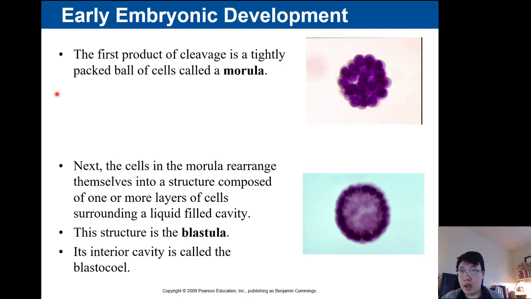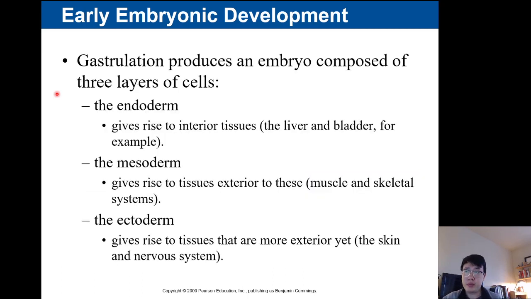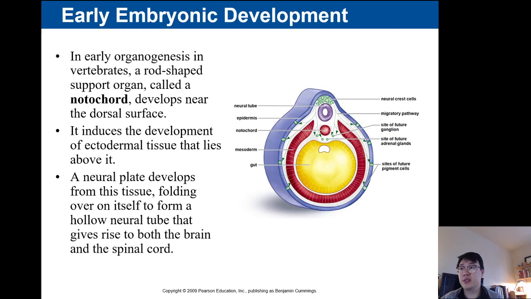Again, we're repeating a lot because this is a lot of information, and hopefully as I repeat it and introduce it to you in a different way, this all makes some sense. Gastrulation produces an embryo composed of 3 layers of cells: the endoderm, the mesoderm, and the ectoderm. Again, read through this if you must. Okay, and then we're going to develop the spinal cord, the notochord, and it induces development of the ectodermal tissue that lies right above it. And right when we form that neural tube, the neural crest cells are going to be dispersed.